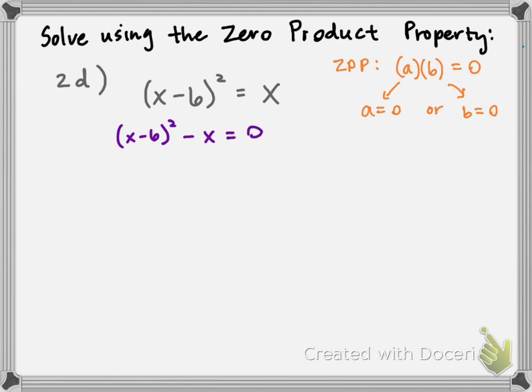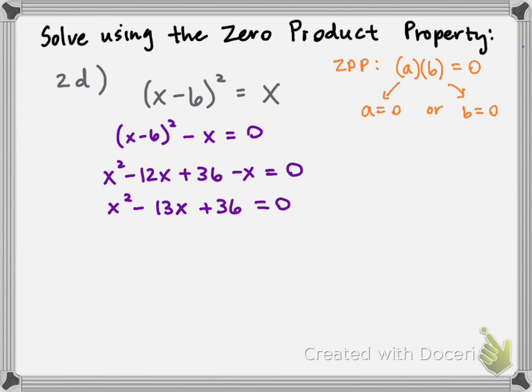But notice that there's a subtraction symbol in between these two terms. My goal is to have a factoring, a multiplication of two things or multiple things. And I don't have that. So I'm going to have to expand the first binomial to make a trinomial. So let's do that. We have x² - 12x + 36 - x = 0. From there, that makes x² - 13x + 36 = 0.